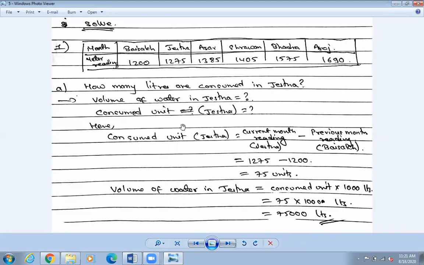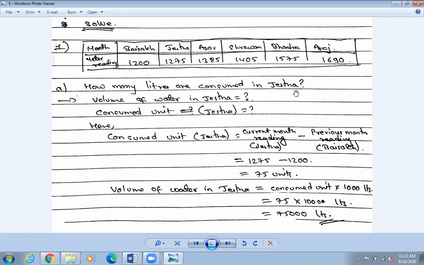Okay, so look at this question. Months are given: Baishak, Jestha, Asar, Shravan, Bhadra, and Asoj. So what is given in question A? How many liters are consumed in Jestha? I told you just before also, if liter is mentioned, then this is volume. That means what you have to find out? Find the volume of water. How much water is used, that you need to find out. So volume of water in Jestha, because in question B, volume of water in Asar, volume of water in Shravan, Bhadra, this type of terms are given.